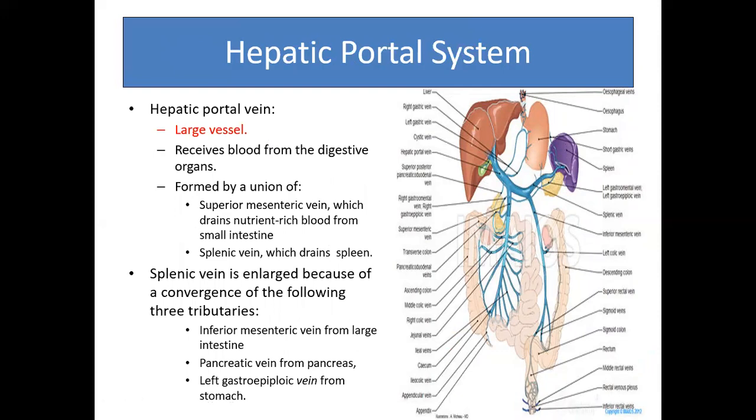The hepatic portal vein is a large vessel. This is the hepatic portal vein. It is the vein that drains the gastrointestinal tract. It's a large vessel that receives blood from the digestive organs, and you can see here, these are the digestive organs.